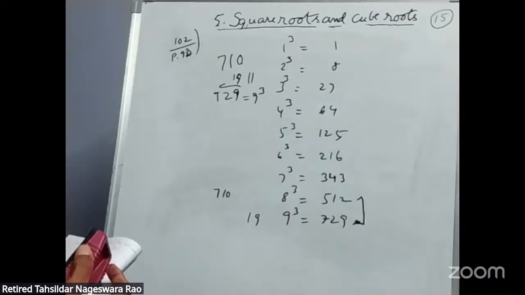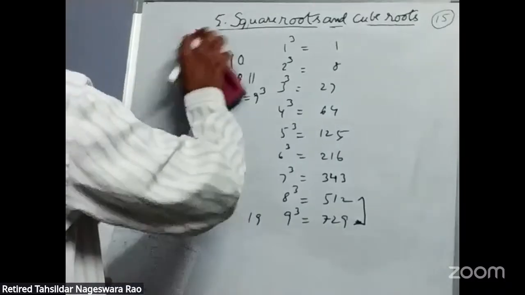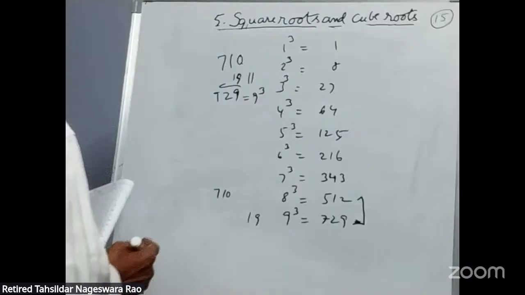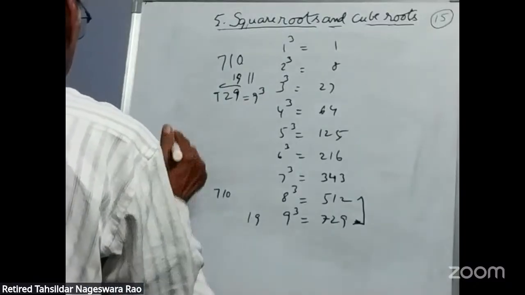Next question, 105. How many perfect squares lie between 120 and 300?